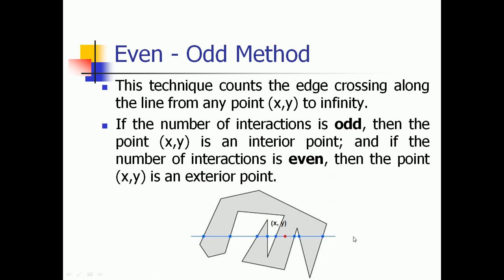If you draw the line from the right side, then also you can see that there are 3 intersections, 1, 2 and 3. It means again 3 is an odd number, means the point is inside the polygon, right? So this is how we have to check whether the point is lying inside or outside.